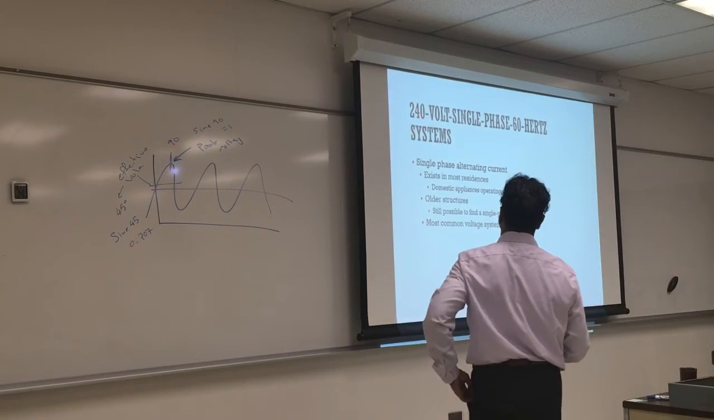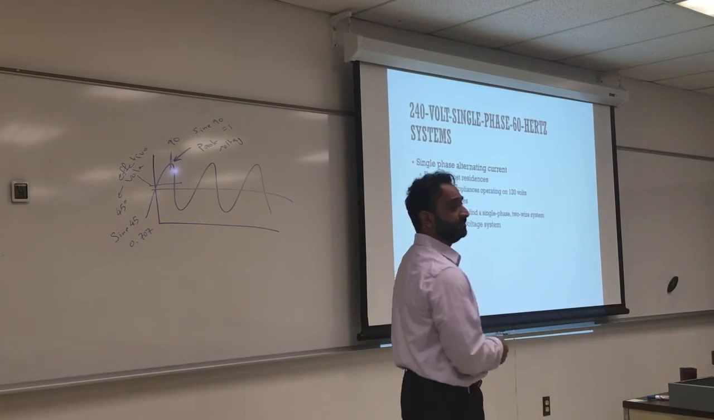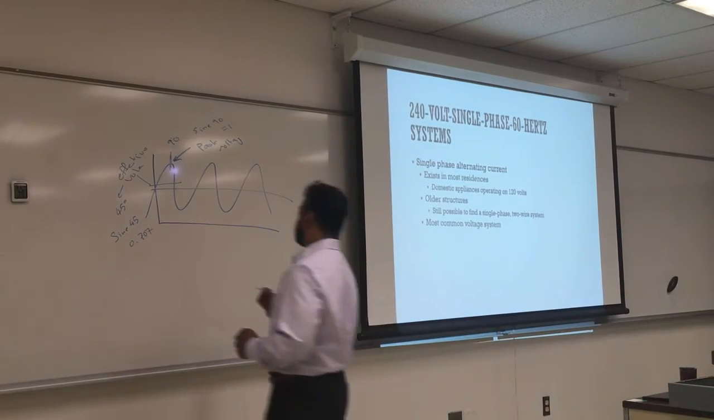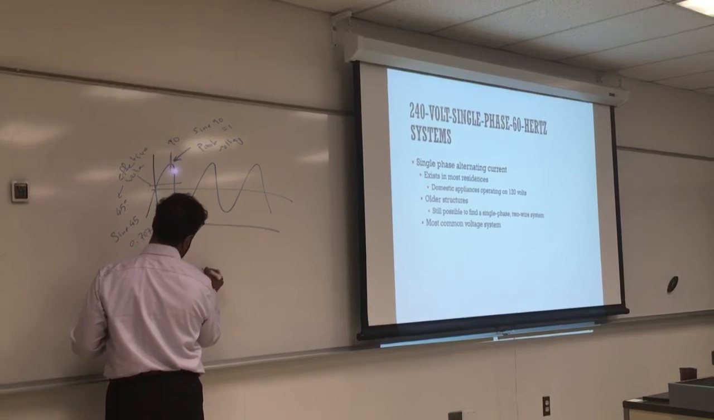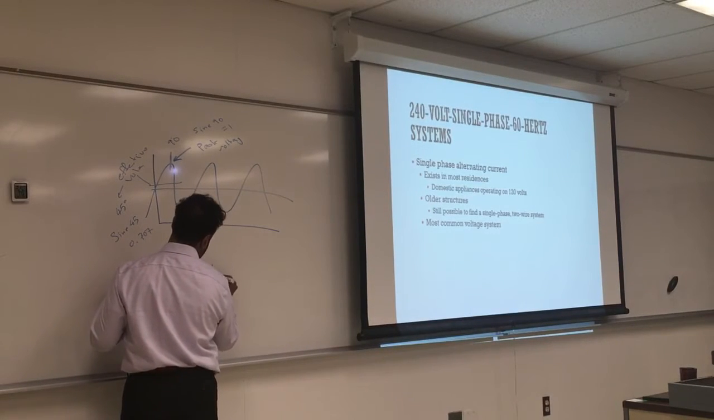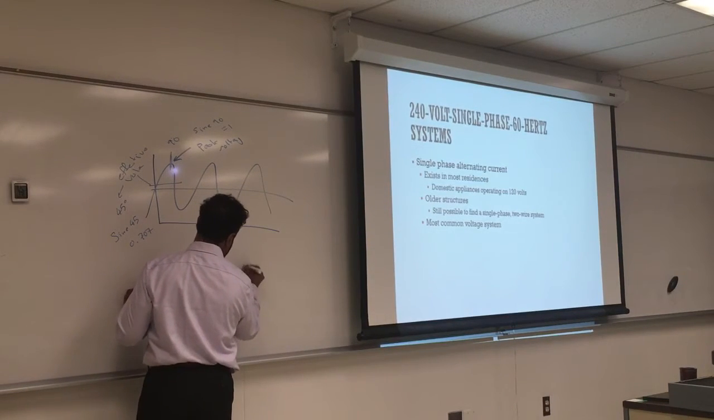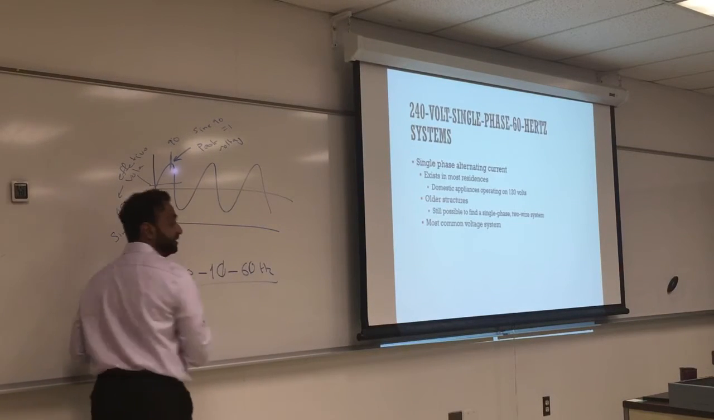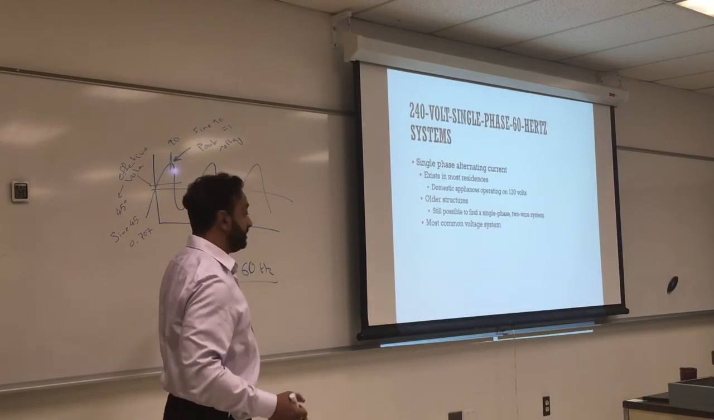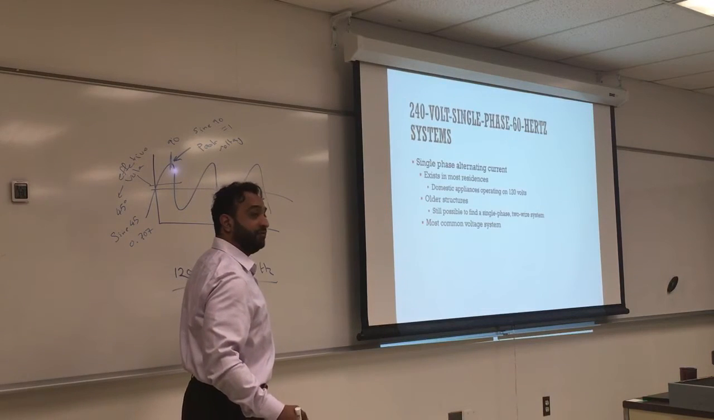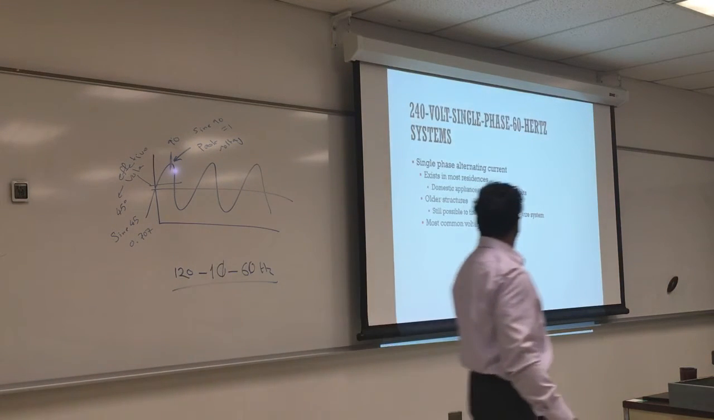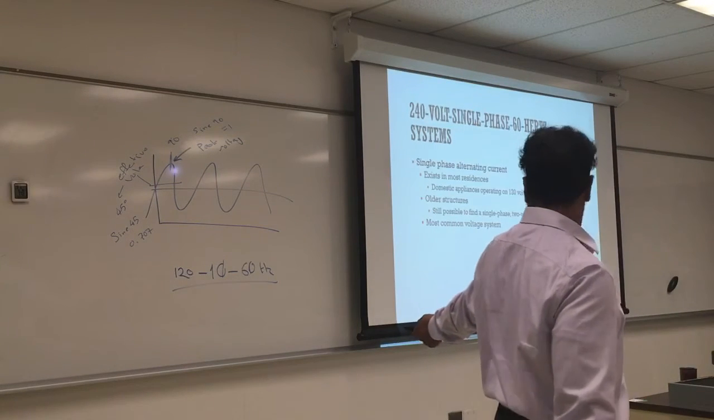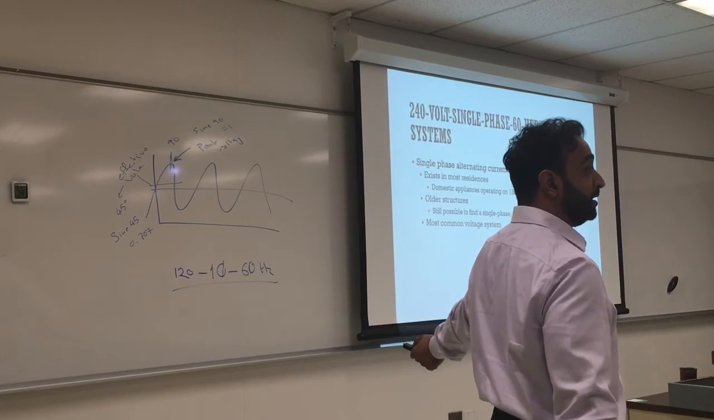Okay, so 240 volt single phase, 60 hertz. What would that look like? I see it on equipment. You'll see this in the AC. That's basically voltage, 1 phase, 60 hertz. It could be 240, but if I see 120, it's going to be 120.